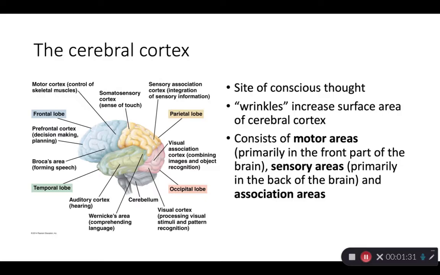Sensory areas, which are going to be dedicated to processing what we're feeling, our senses, are going to be primarily in the back of the brain. And then throughout the brain, you have a number of what are called association areas. These are areas where you're bringing in information from a lot of different sources and integrating it together. Those association areas are really critical to our higher level brain function, and not just using our brain to see or to control our muscles.